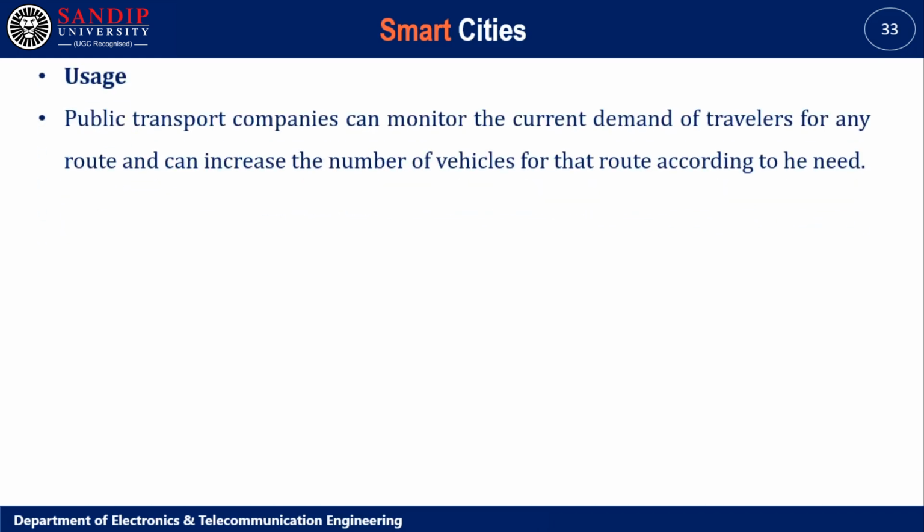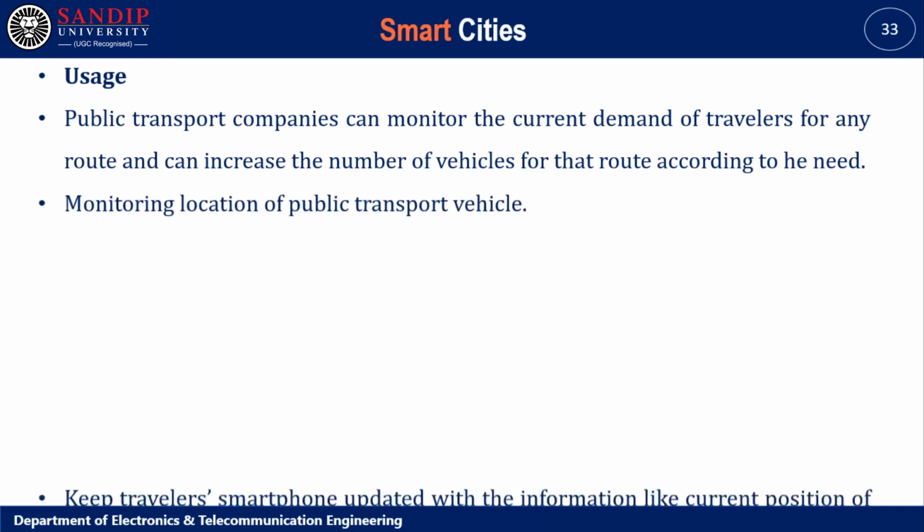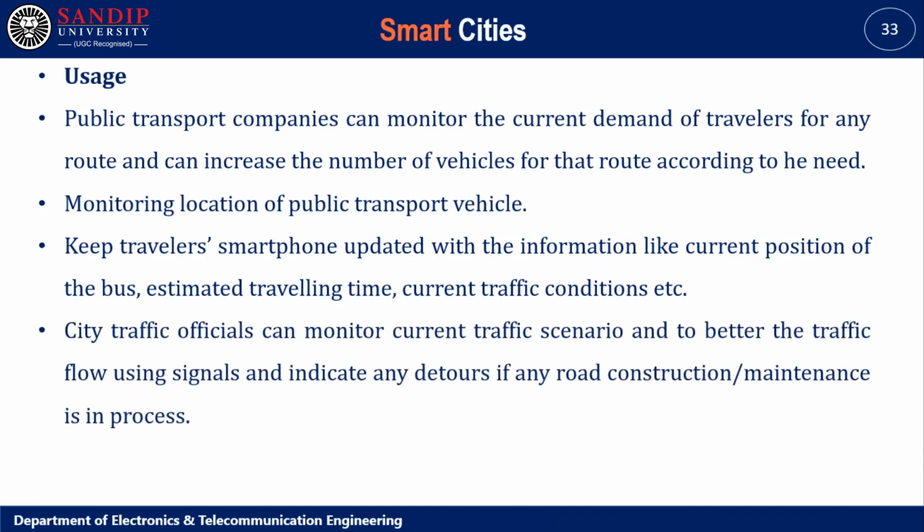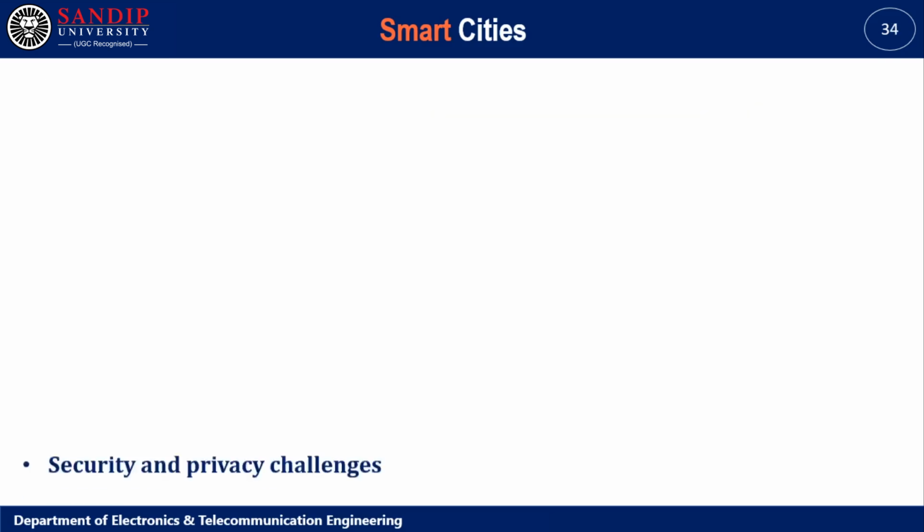Usage. Public transport companies can monitor the current demand of travelers for any route and can increase the number of vehicles on the route according to need. Monitoring location of public transport vehicles. Keep travelers' smartphones updated with information like the current position of the bus, estimated traveling time, current traffic condition, etc. City traffic officials can monitor the current traffic scenario and improve the traffic flow using signals, and indicate any detour if any road construction or maintenance is in process.